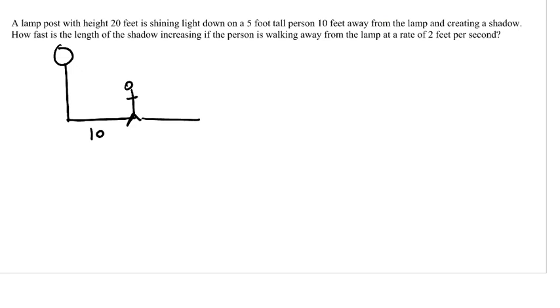And there we go. Here is the shadow. I'll call the shadow X. I'll call the distance from the person to the lamp Y. I'll give the lamp a little bit of illumination. Yeah, it's a nice touch. And so what they're telling us is that the person's walking away from the lamp at 2 feet per second, meaning this distance is getting bigger. So dy dt equals 2.